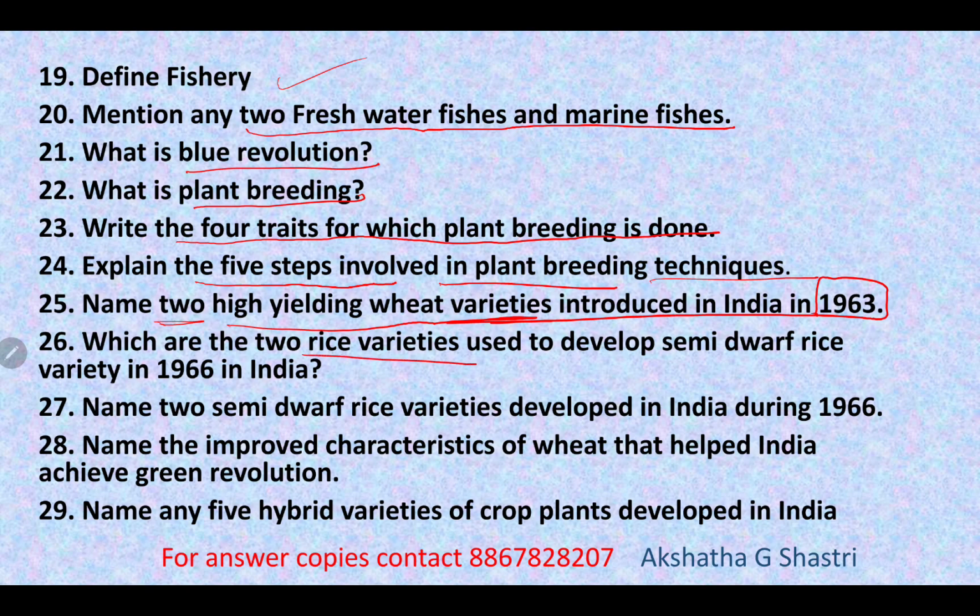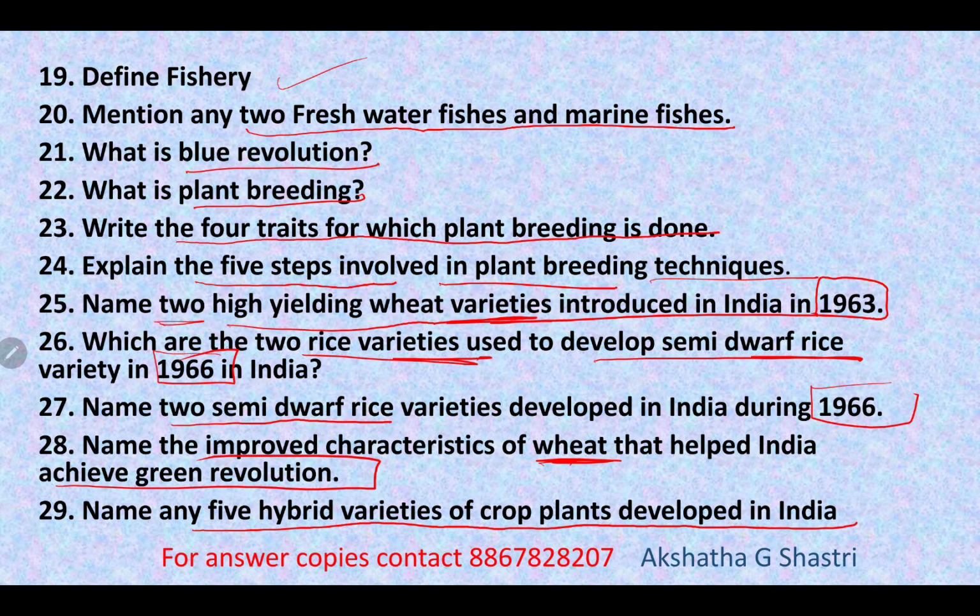Which are the 2 rice varieties used to develop semi-dwarf rice variety in 1966 in India? Name 2 semi-dwarf rice varieties developed in India during 1966, they may also ask the same question. Next, name the improved characteristics of wheat that helped India to achieve green revolution. Name any 5 hybrid varieties of crop plants developed in India.